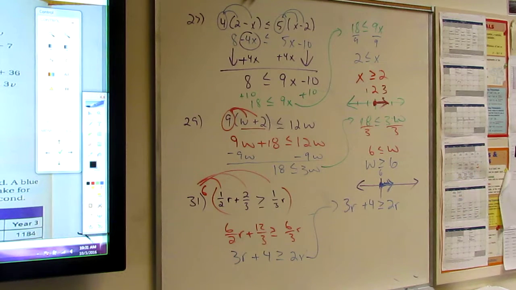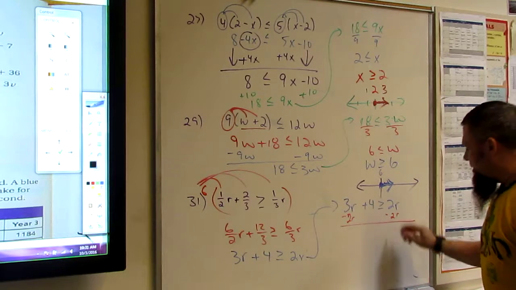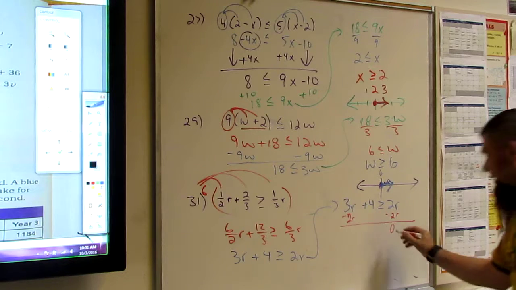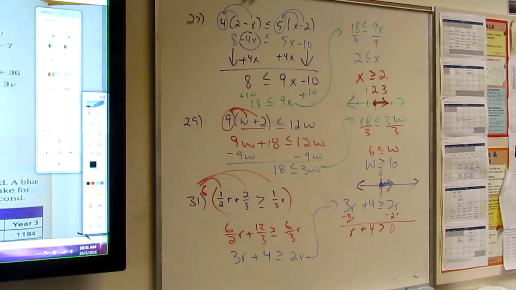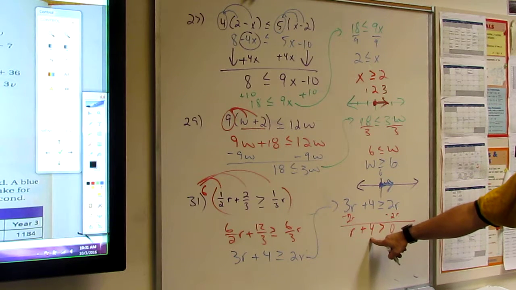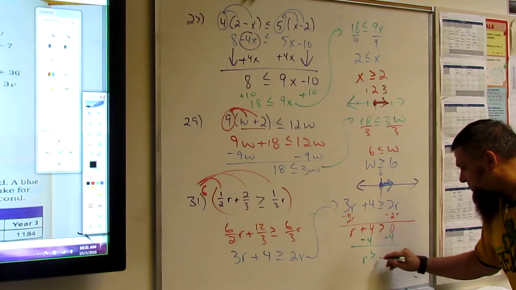Okay? And now we're right back to where we always are. Move the lowest r. What's the lowest r? 2. Minus 2r, minus 2r. Okay, this puts a 0 because there's nothing left, so I have to have that 0 there. Then what? What do I do with the 4? Subtract. So r is greater than or equal to negative 4.